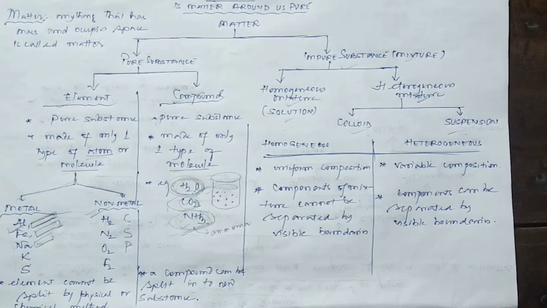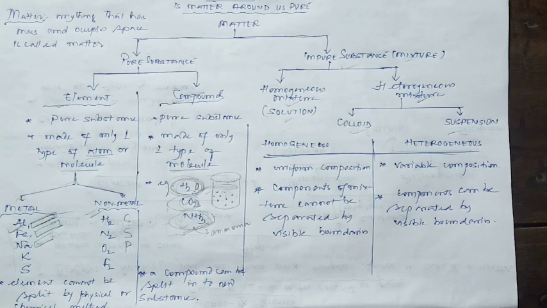Now let's move on to our impure substances. As I mentioned, an impure substance is also called a mixture. We have two different types of impure substance. One is homogeneous mixture, another one is heterogeneous mixture. Homogeneous mixture is also known as a solution. And heterogeneous mixture further can be classified as colloids and suspension. Before we differentiate between the colloids and suspension, students, let's understand the homogeneous and heterogeneous mixture.